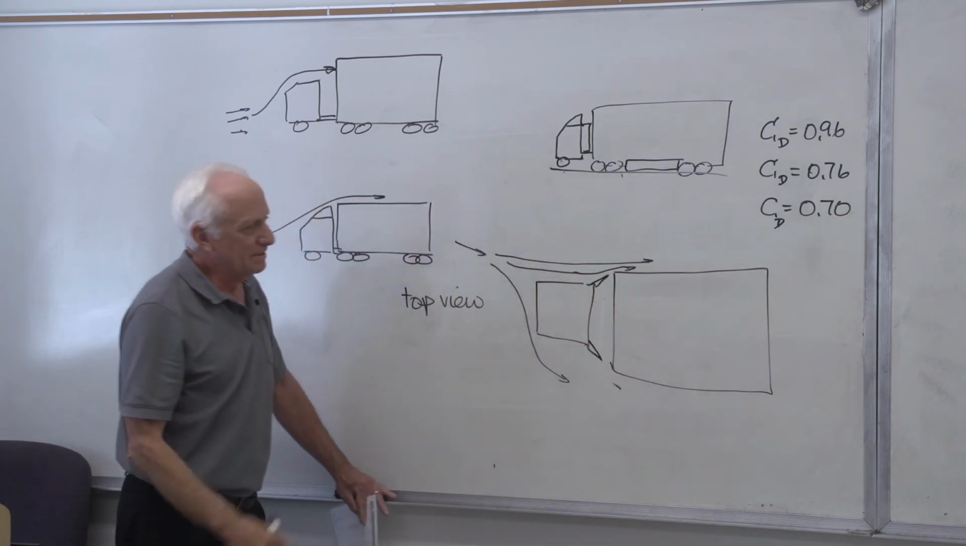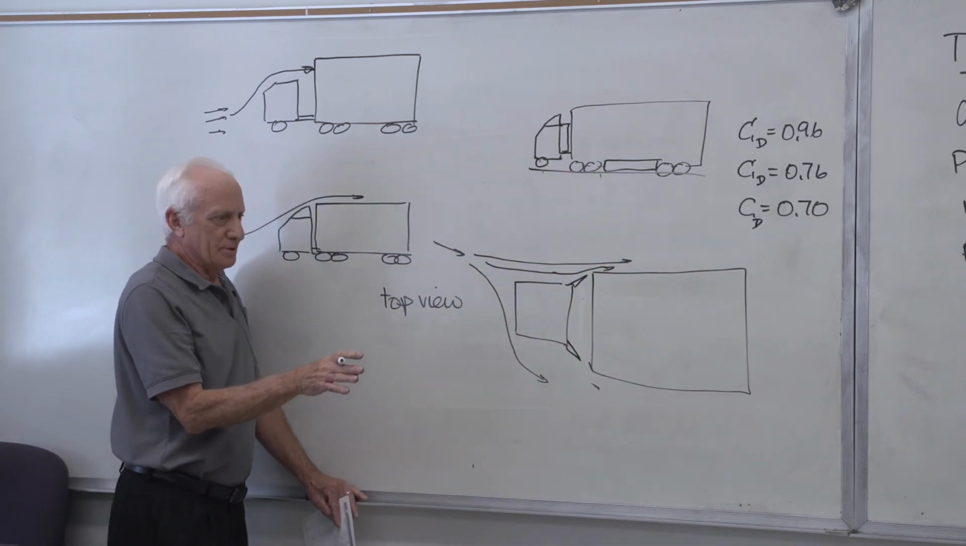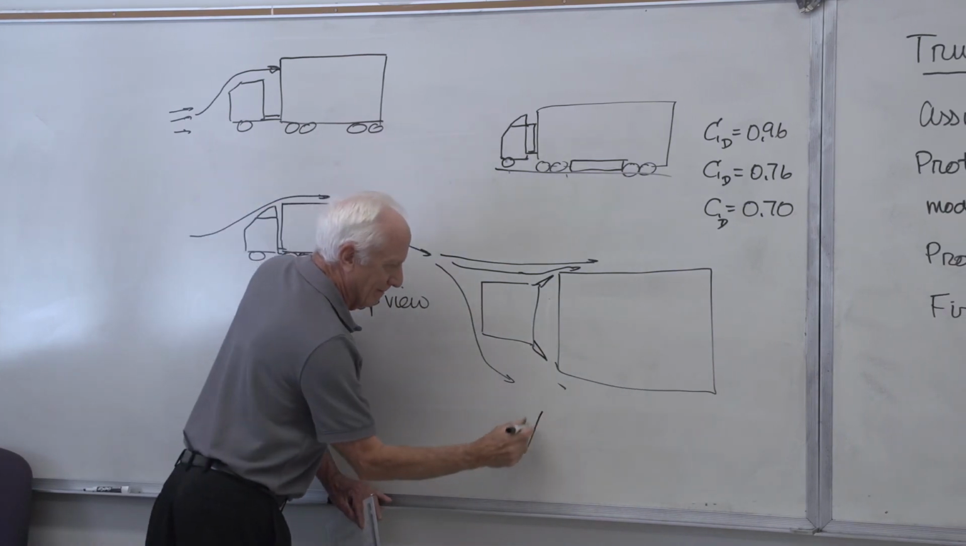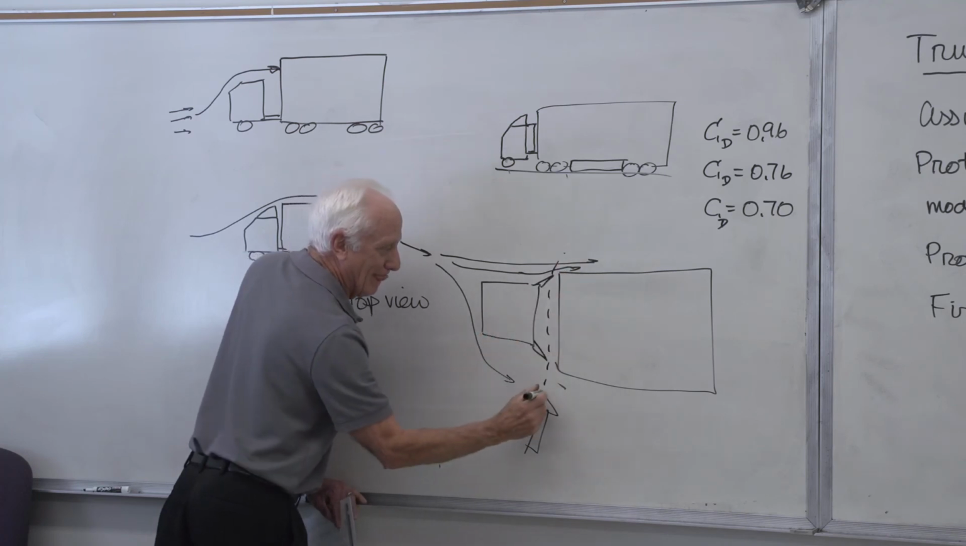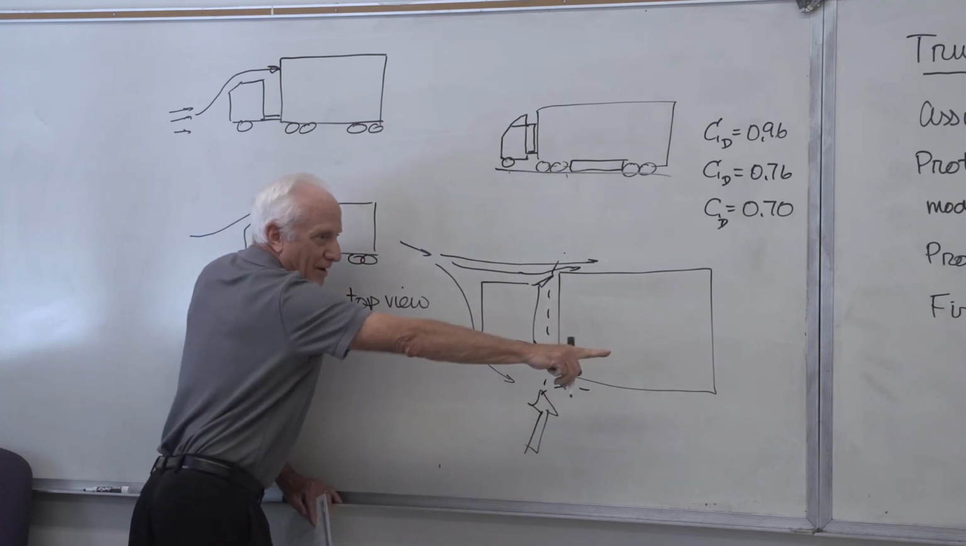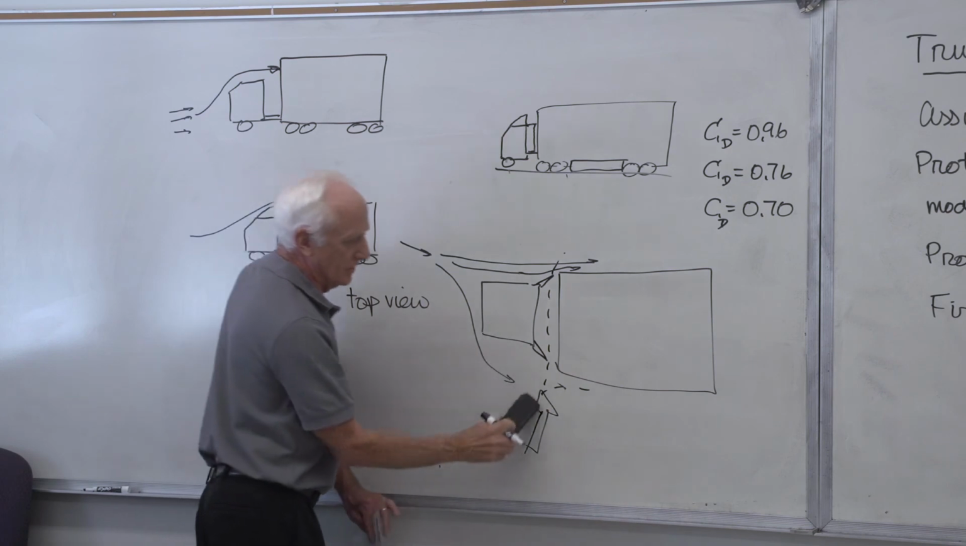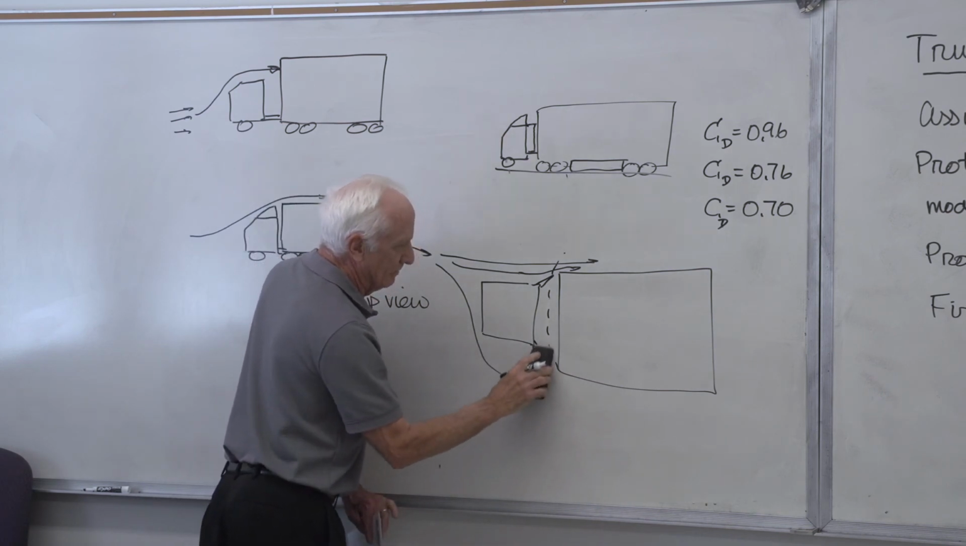0.7 now. It depends on the wind direction. Worst case scenario is, wind's that way. Then most of the air would go right through here. Cut it off. Make it go that way. You don't want it cutting through between the trailer and the cab.